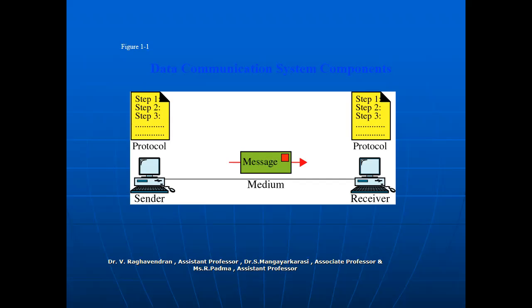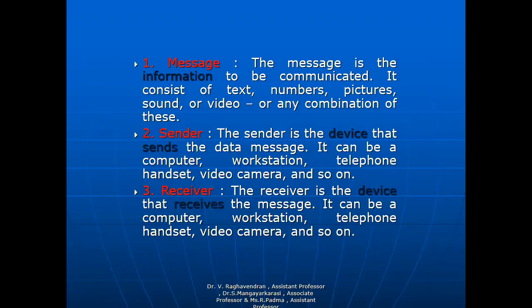Receiver, they can receive the particular messages, and the sender and the receiver both follow some set of rules that is called a protocol. The corresponding information is transmitted through a particular medium. Next, we will see the 5 components one by one.